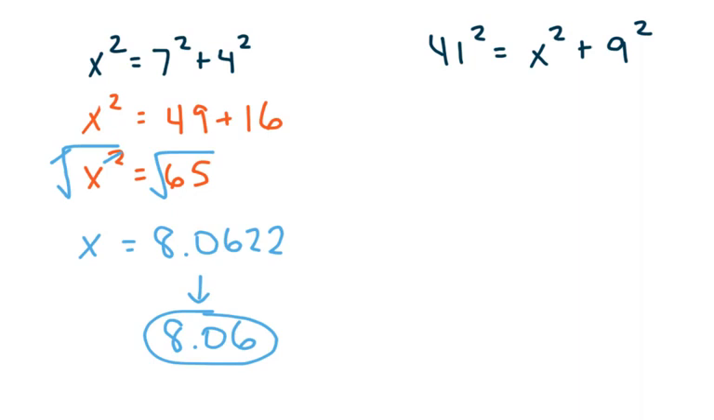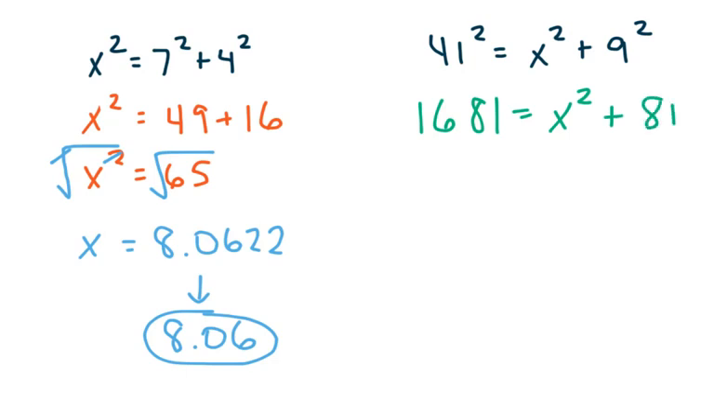If I've got a problem like 41 squared equals x squared plus 9 squared, like we did before, we're going to go ahead and simplify the places where I have exponents. And 41 times 41 will be 1,681. The x squared will stay there because that's what I'm trying to find, and 9 squared will be 81.